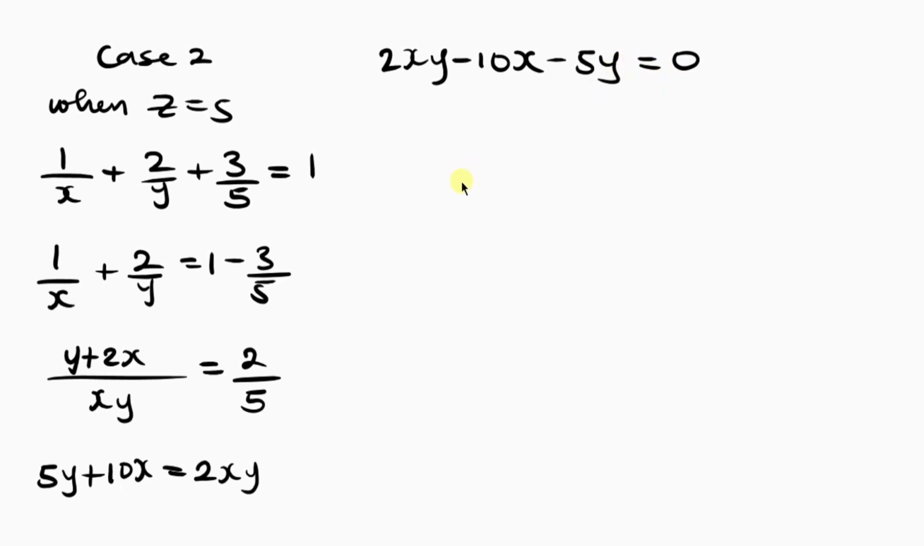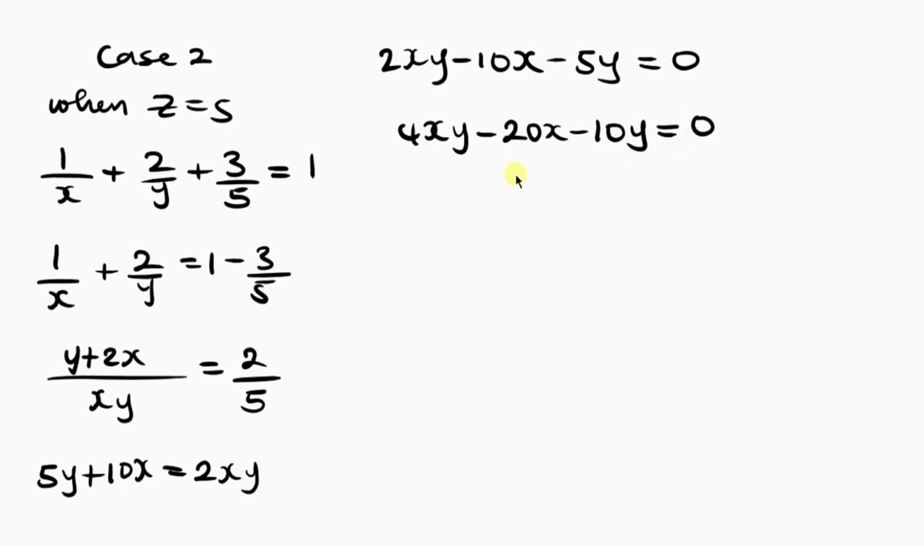Well, in order to make this expression factorizable, I'm going to make this value here, which is the coefficient of xy, a perfect square. And how can I make it a perfect square? It is simply by multiplying through by 2. So let's multiply through by 2. So 2 times 2xy, I'm going to have 4xy, minus 2 times 10x is 20x, minus 2 times 5y, I'm going to have 10y, equal to 2 times 0 is 0.